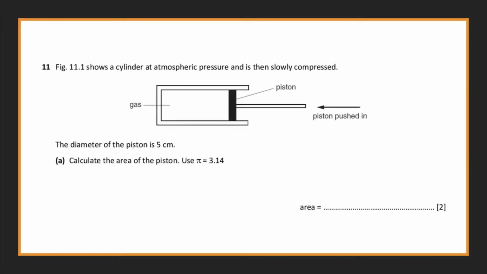Figure 11.1 shows a cylinder at atmospheric pressure and is then slowly compressed. The diameter of the piston is 5 cm. 11a. Calculate the area of the piston. Use pi equals to 3.14.